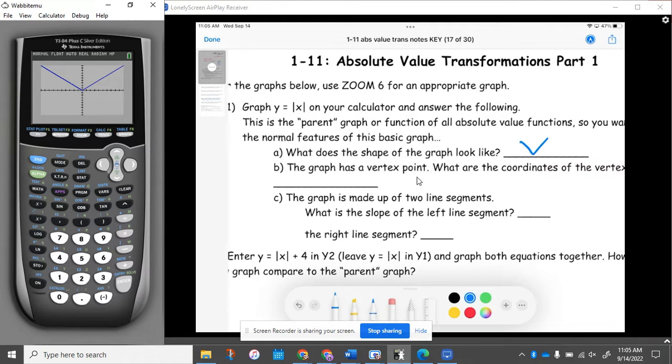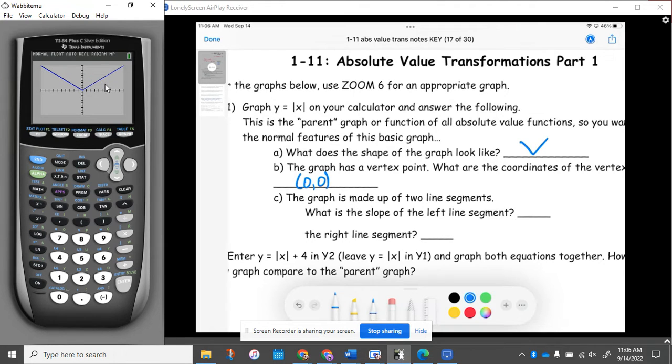On that note, this graph has a vertex point. That vertex point is right down here, the very corner of it. That would be the origin, 0, 0. There's your vertex right there. Now, this last part we have not talked about as much. We're going to talk about it a little bit in this lesson, but a lot more in the next lesson. It is asking what the slope of the left line segment is, and what the slope of the right line segment is.